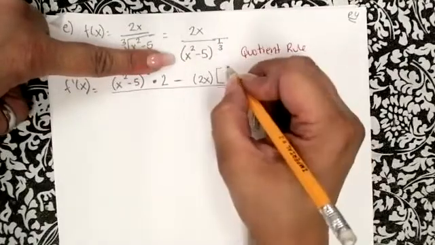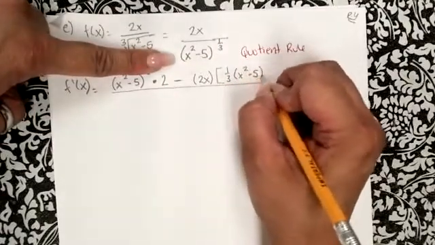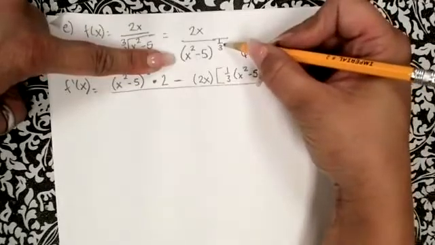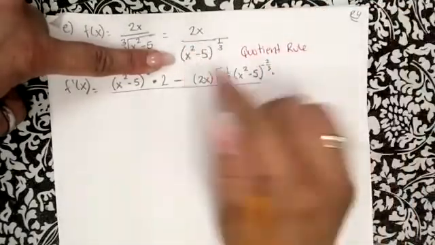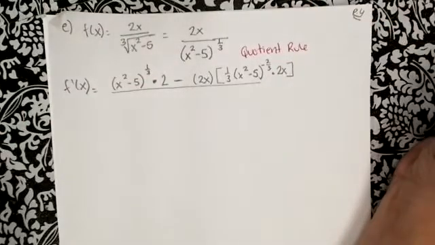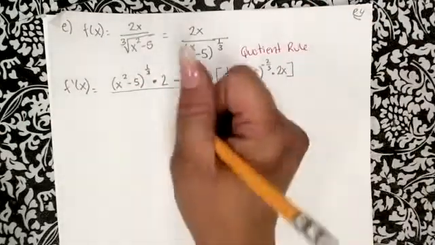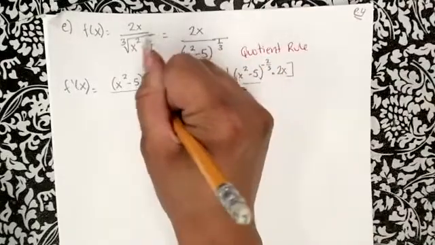So bring the 1/3 to the front. Keep everything inside the same. Decrease the power. So 1/3 minus 1 is going to be a negative 2/3 times the derivative inside. The derivative inside is going to be a 2x. All over the bottom square.